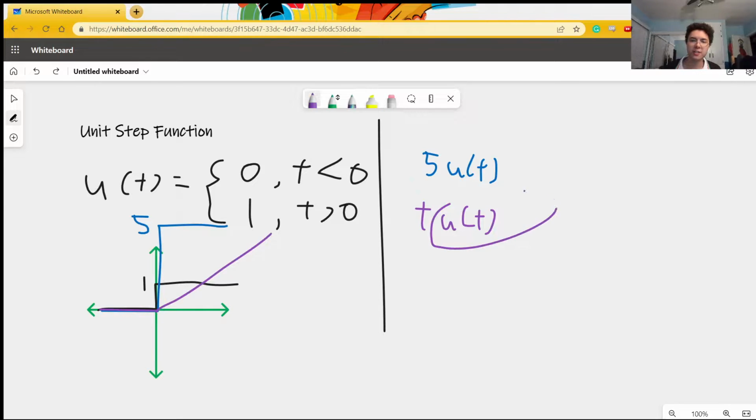We could also multiply the unit step function by a function such as t. When the unit step function turns on at t equals 0, t turns on, and we start seeing it happen. Observe that this purple line is 0 until 0, and then it starts going up as t.